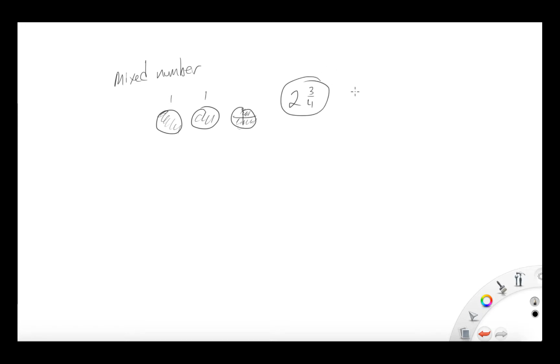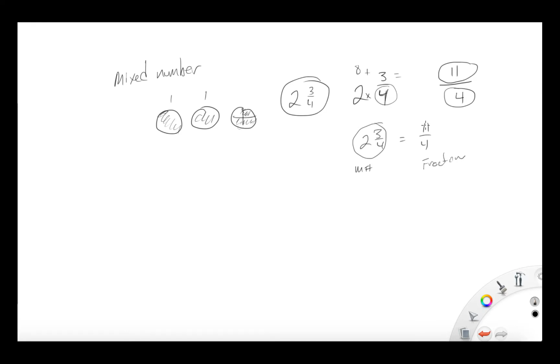A couple of things we can do with this number, 2 and 3 over 4. If we want to turn this into a fraction with just a numerator and just a denominator, here's what we do. We take this 4 and we multiply it by 2, which is 8. And then we add 3, which is 11. And then we keep the denominator the same. So 2 and 3/4 is equal to 11 over 4. This is called a mixed number, okay? And this is called a fraction.